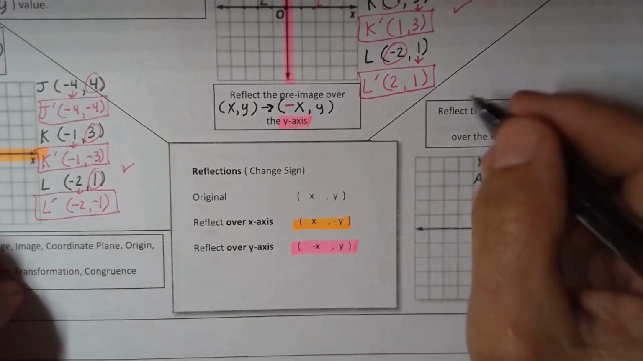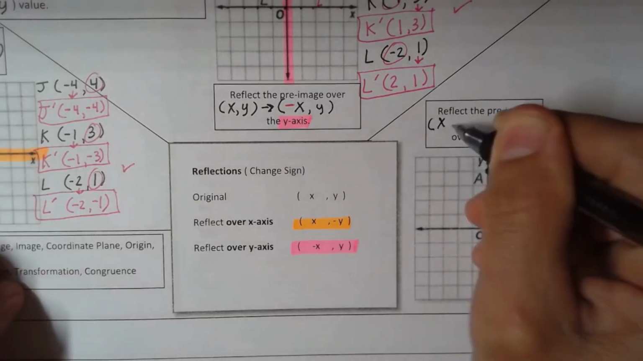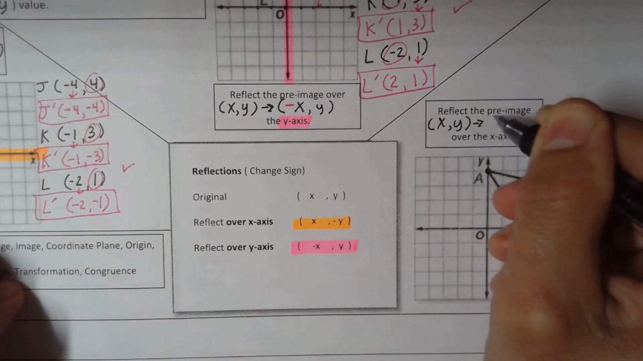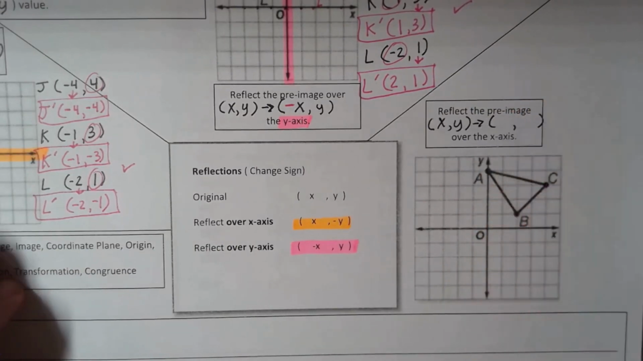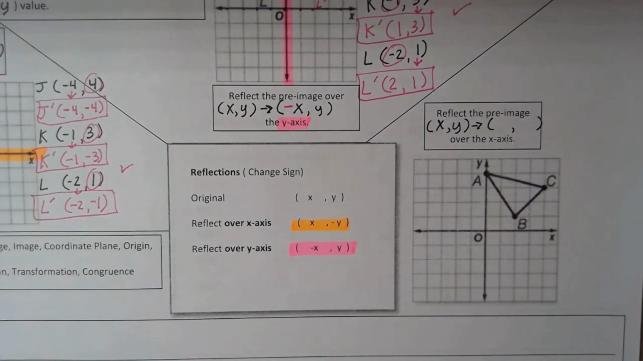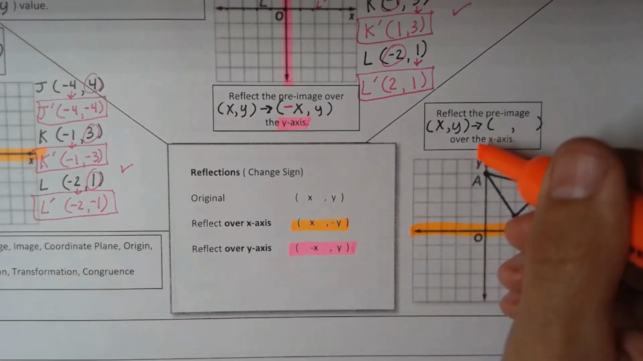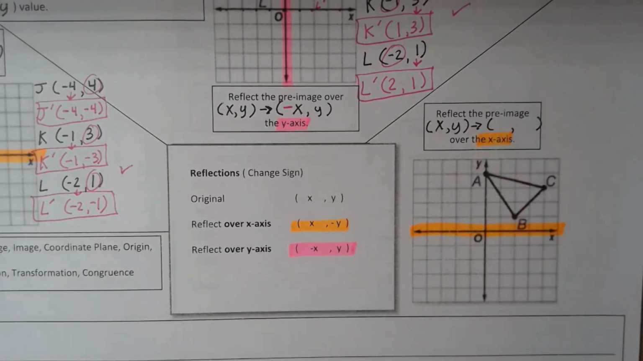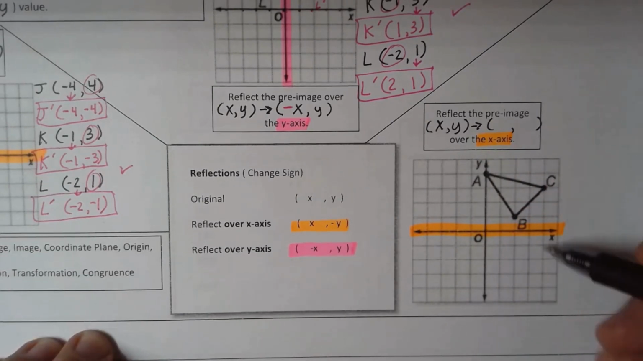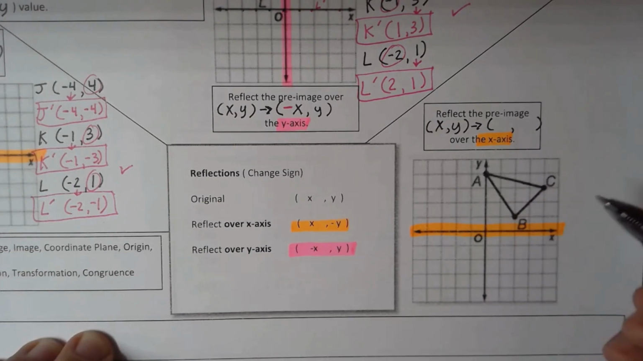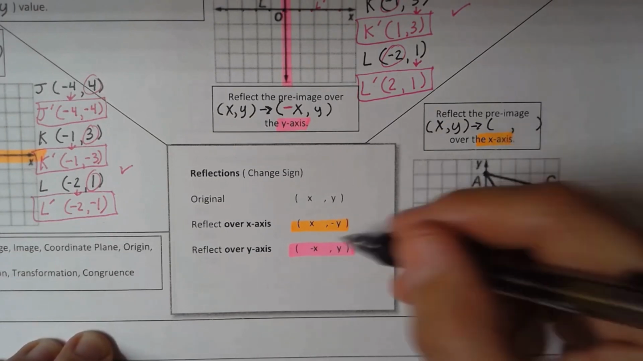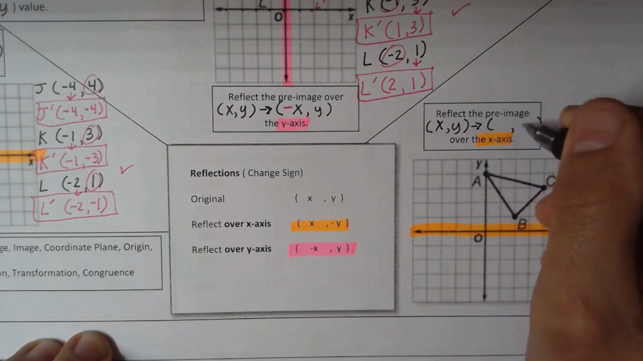Okay, so I'm going to go ahead and write my rule. For this one, I have x and y. And notice on this one, we are going to reflect over the x-axis. That means we're going to reflect over this horizontal axis. Therefore, all of our points are going to be jumping over, going down. So we're just going to change the y values. Actually, I shouldn't say the values, but we're going to change the sign.